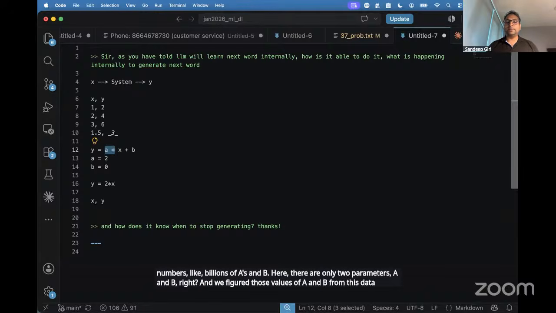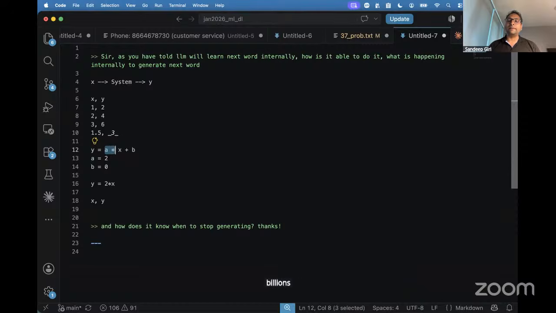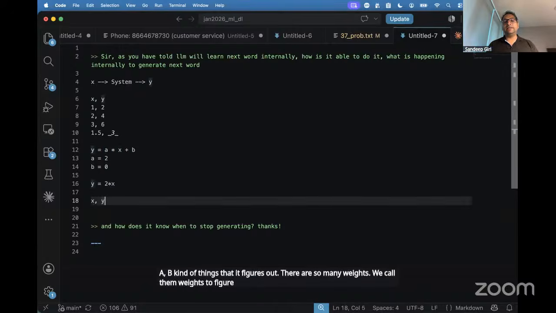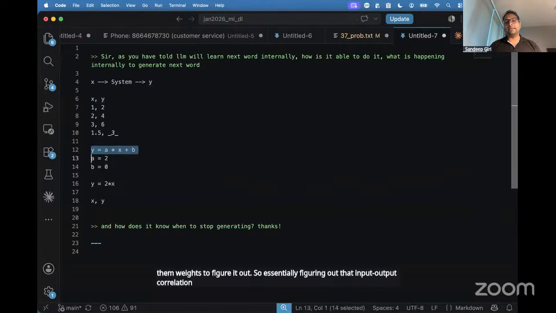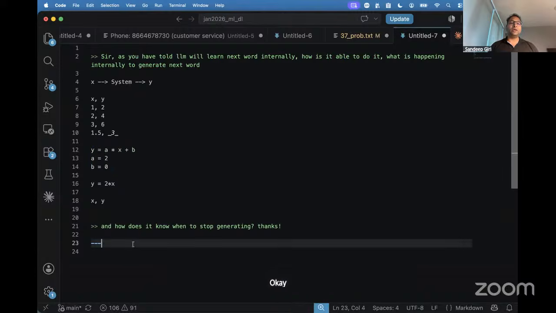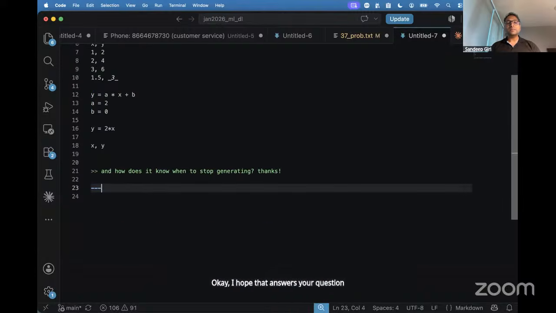But in case of ChatGPT, there are billions and billions of kinds of things that it figures out. There are so many weights, we call them weights, to figure it out. So essentially, figuring out that input-output correlation using the mathematical strategies is what is machine learning. Okay, I hope that answers your question.